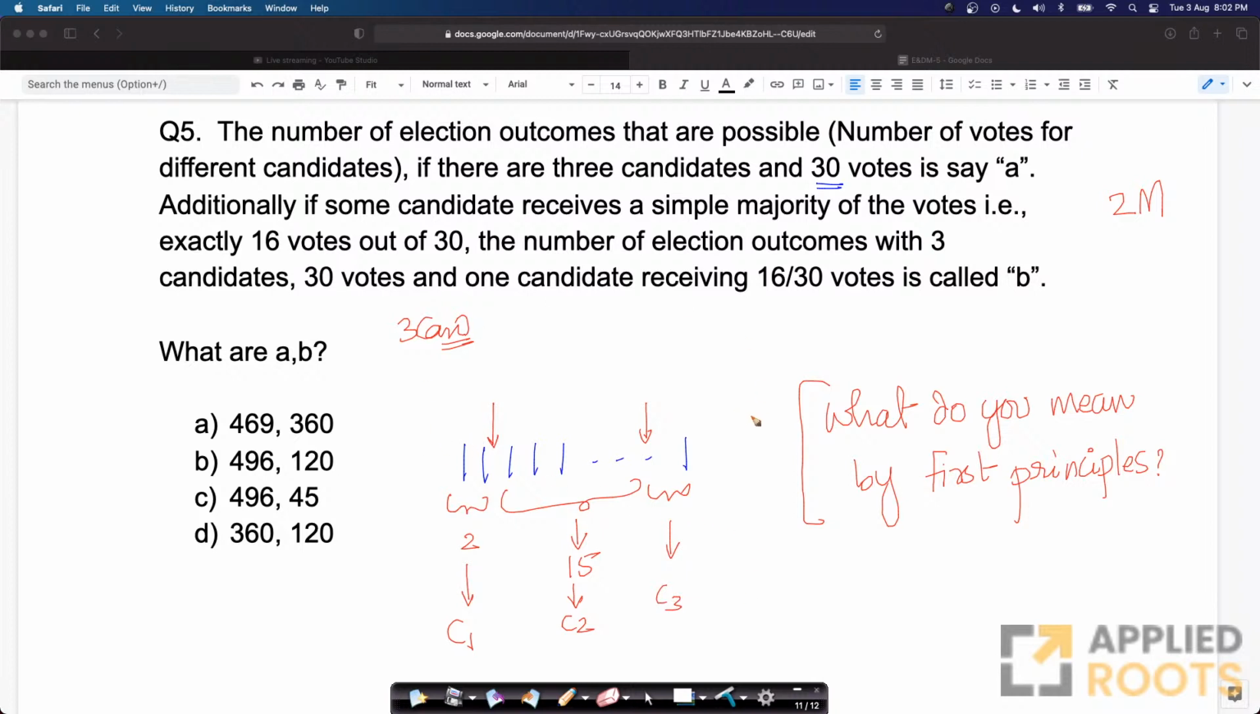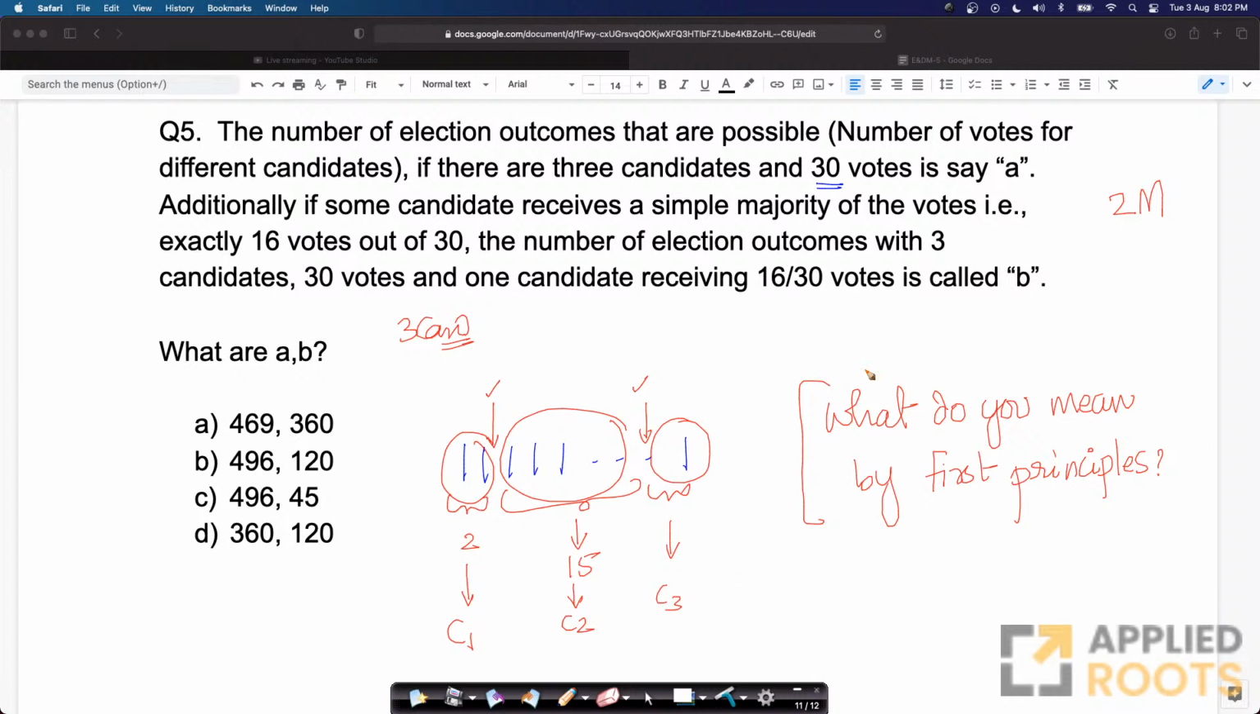So the problem becomes all about, imagine if I have 30 sticks, where can I place these 2 separators? And all I need is actually 2 separators. I don't need 3 separators, because when I place 2 separators amidst these 30 sticks, I get 3 regions or 3 counts. This is 1 region, this is 1 region. I get the distribution of the 30 votes amongst these 3 candidates.